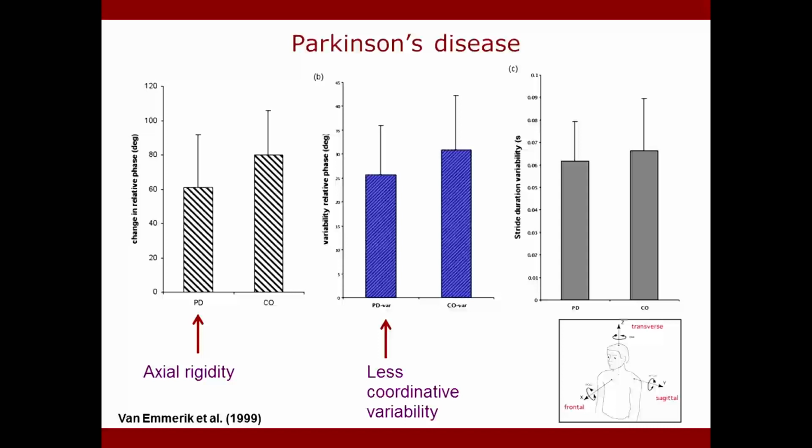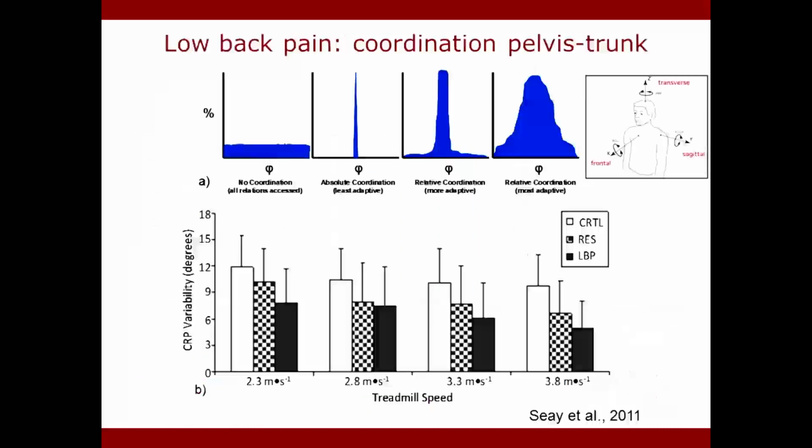It was kind of the first piece of evidence that decreased variability is associated with a lack of coordination changes or adaptability. This is a study from Say et al. on a very different population. These are runners with low back pain. What we showed there is that systematically, when we compare a control group to a runner's group with low back pain, and also to a runner's group that had low back pain but where the pain was resolved, so currently they were not in pain, we see systematic reductions in the coordination variability from the control to the resolved to the current low back pain group at a variety of different gait speeds.